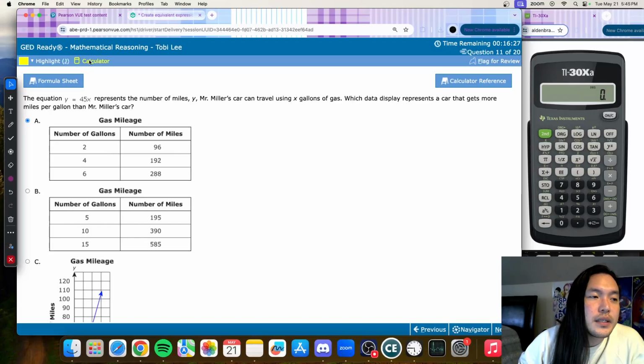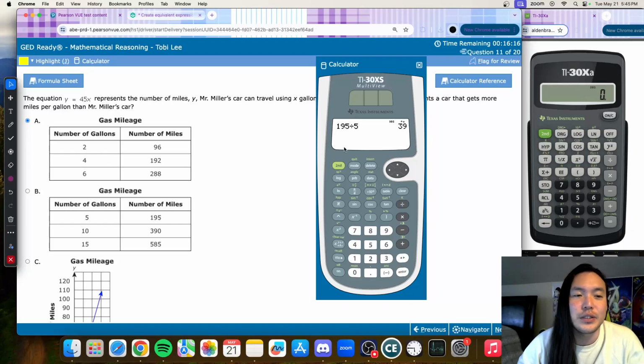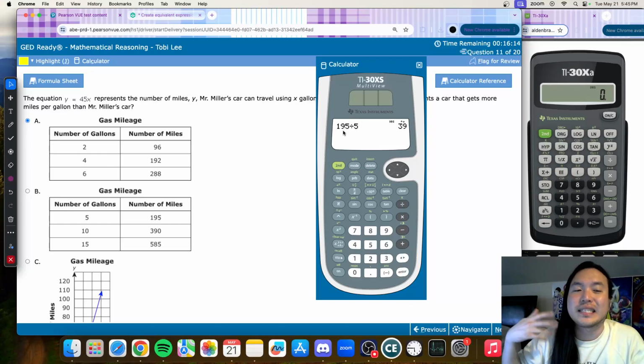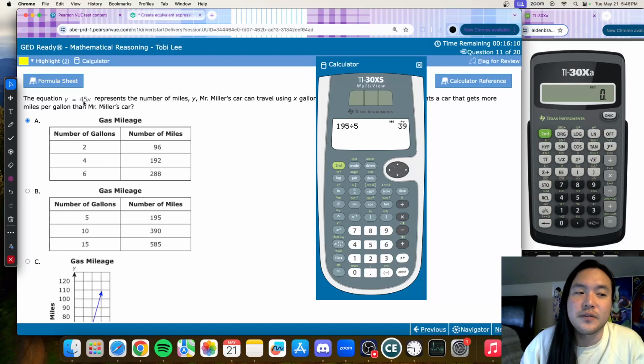And then for this one, very simply, you can do 195 divided by 5. If I have 5 gallons and I can get 195 miles out of that, I can do 195 divided by 5 to get 39. Again, still phenomenal. That's great gas mileage, but definitely still less than 45.